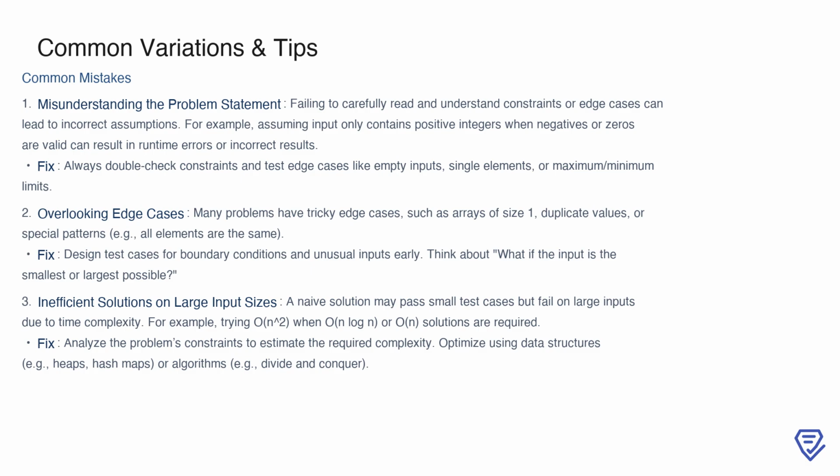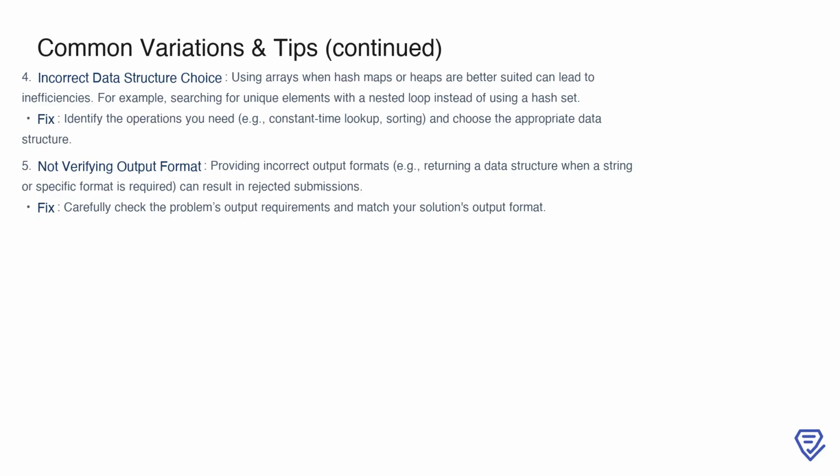conquer techniques. Another common challenge is choosing the wrong data structure. For example, using arrays to find unique elements can result in inefficient nested loops, while a hash set would be a much better choice. To avoid this, focus on the operations you need. If you require fast lookups, sorting, or other specific functionalities, select the data structure that provides these efficiently.